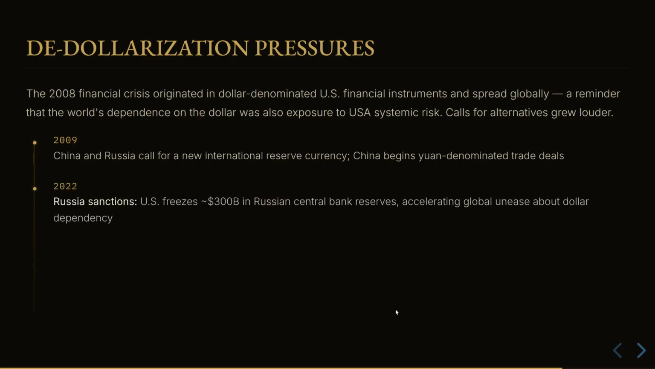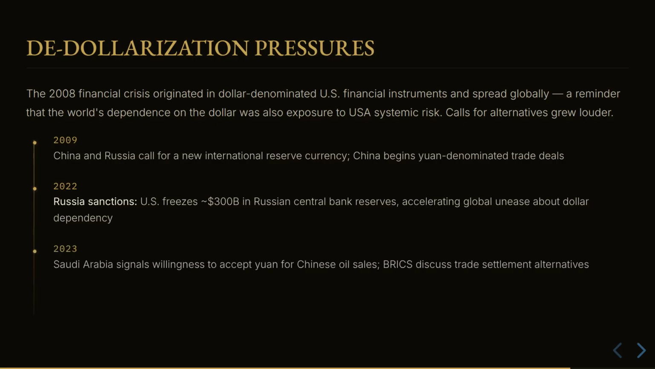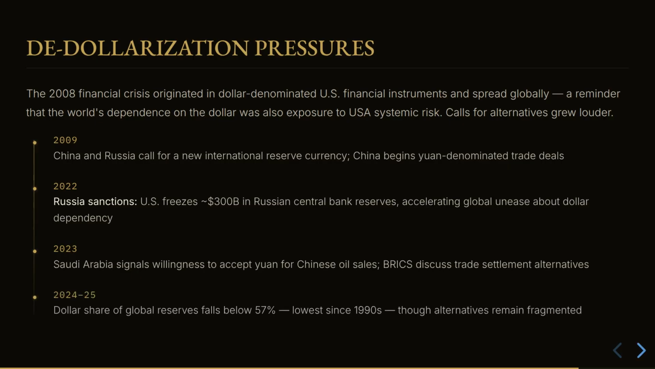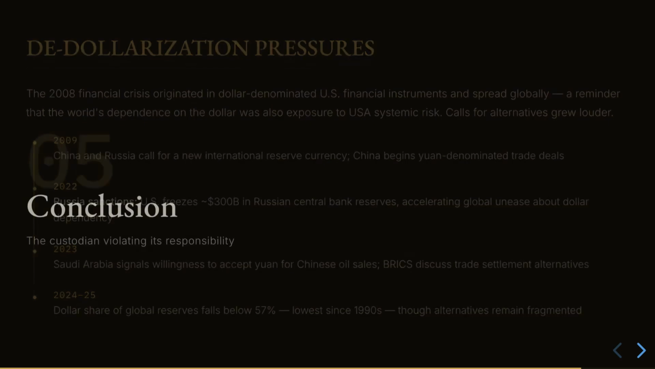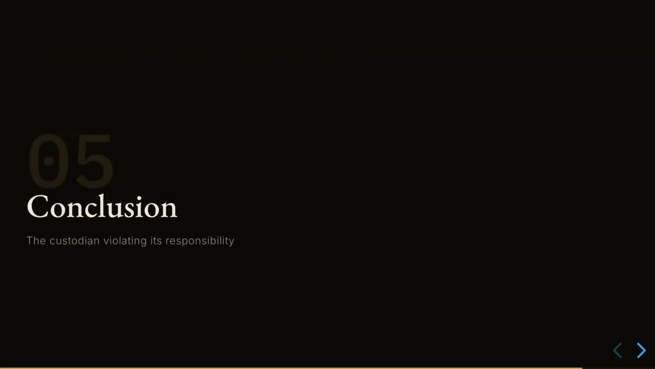2022, Russian sanctions. The US freezes 300 billion in Russian central bank reserves, accelerating global unease about dollar dependency. 2023, Saudi Arabia signals willingness to accept yuan for Chinese oil sales. BRICS discuss trade settlement alternatives. 2024, the dollar share of global reserves falls below 57%, the lowest since the 1990s, though alternatives remain fragmented, right? So this is the history. This is what happened. This is how we got here.